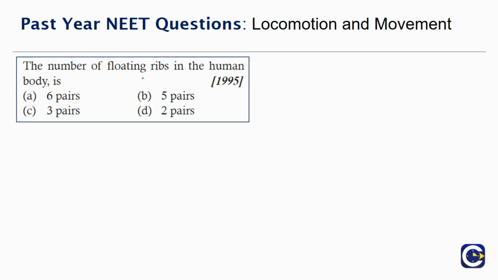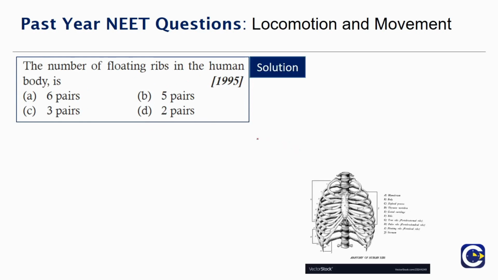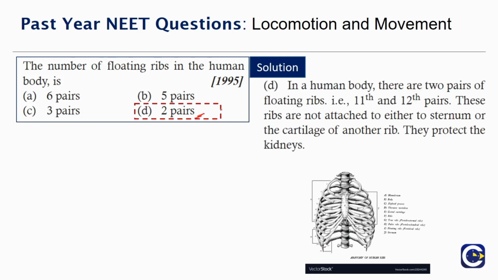The number of floating ribs in the human body is 6 pairs, 5 pairs, 3 pairs or 2 pairs. This is a frequently asked question, so we have to be very clear about the ribs that we have. There are 7 true ribs, the next 3 are false ribs, and then we have the 2 floating ribs. So the floating ribs are 2 pairs, that is 4 in number. There are 2 pairs of floating ribs, the 11th and 12th pair. These ribs are not attached to the sternum or cartilage of any other rib. They protect the kidneys. We call them floating because they do not have any sort of attachment. They are just floating in the body.